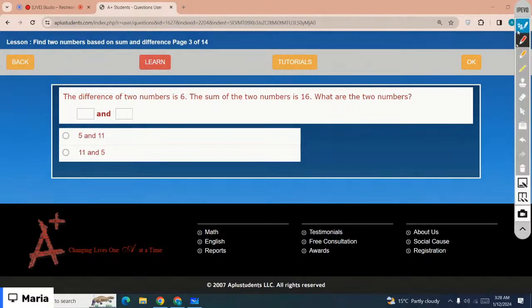Okay, start with the first option, right? Just add 5 plus 11, that is 16. But when you subtract, you cannot subtract a greater number from a smaller one, right? 5 is smaller, you cannot do 5 minus 11, right? So that means option 1 is not the correct one. You have to look at the second one. 11 plus 5 makes 16, and 11 minus 5 makes 6, right? So you can see the second option is the correct one. 11 and 5 are the two numbers whose difference is 6 and whose sum is 16. Got it?